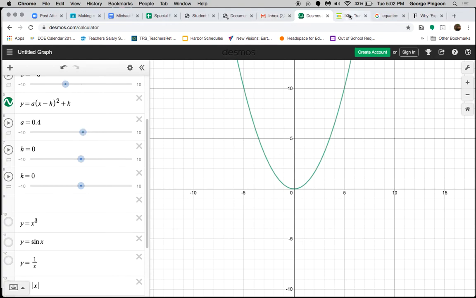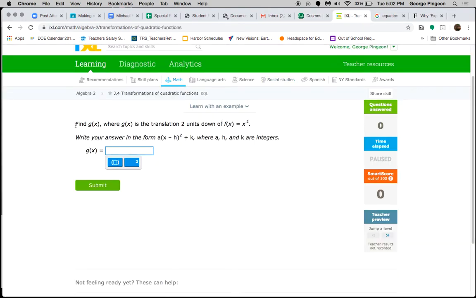That being said, let's go to IXL now. Find g of x, where g of x is the translation 2 units down of f of x equals x squared. So x squared is the same as 1x squared, right? So that number a is just going to be the same as 1. We're going to keep that the same because there's no change in slope. We're not flipping anything around.